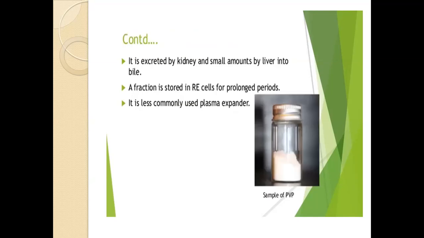Polyvinyl pyrrolidone is excreted by the kidney and a small amount by the liver into bile. A fraction is stored in reticuloendothelial cells for prolonged periods. It is less commonly used as a plasma expander.